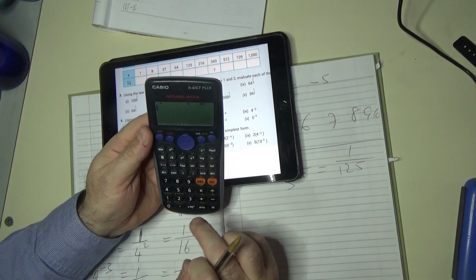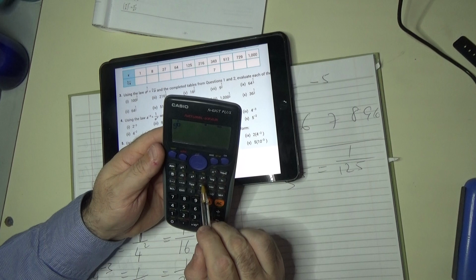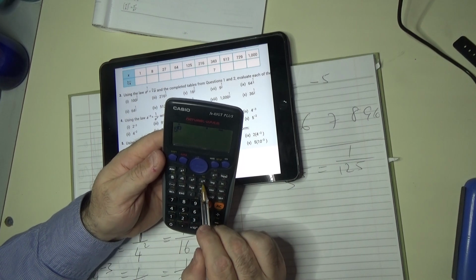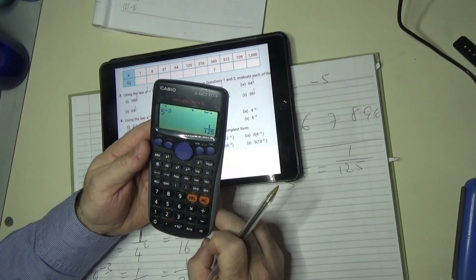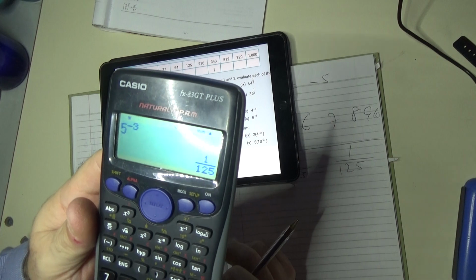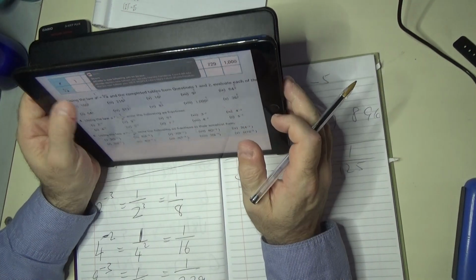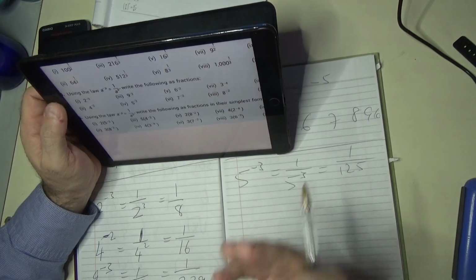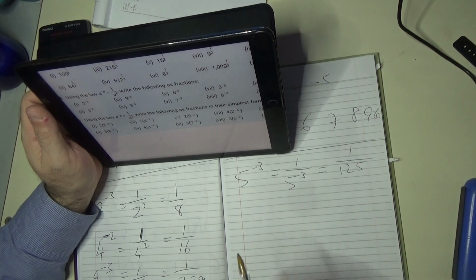Bring it back to calculate. 5 to the power, now here's where you're going to have to use this. You can't use your cubed because cubed is plus 3. 5 to the negative 3. Negative 3. And sure enough, it just comes up with 1 over 125. You might argue that, well, why don't you just use the calculator for these? Because we're trying to develop concept, and the concept won't be developed by just using the calculator.